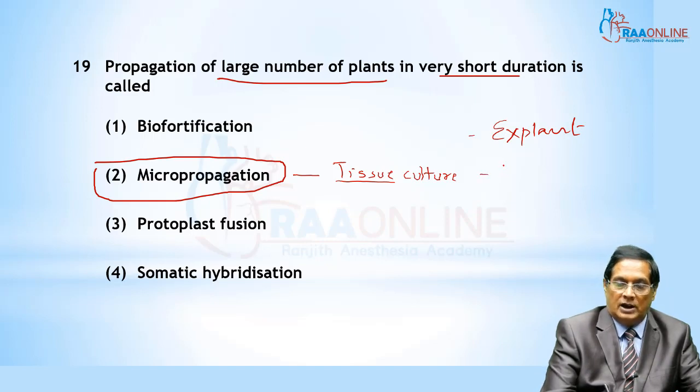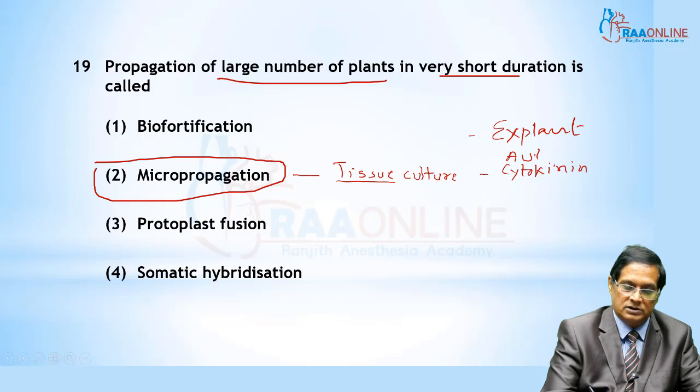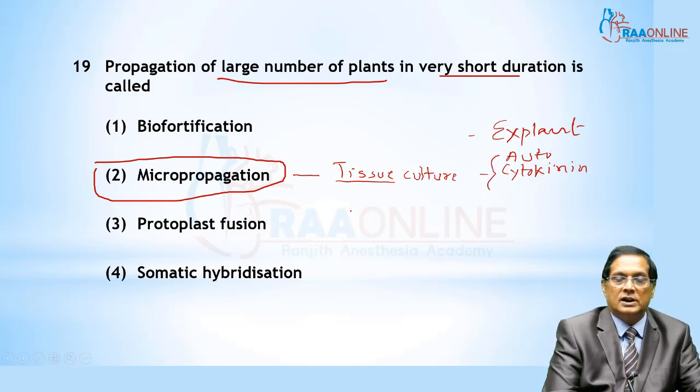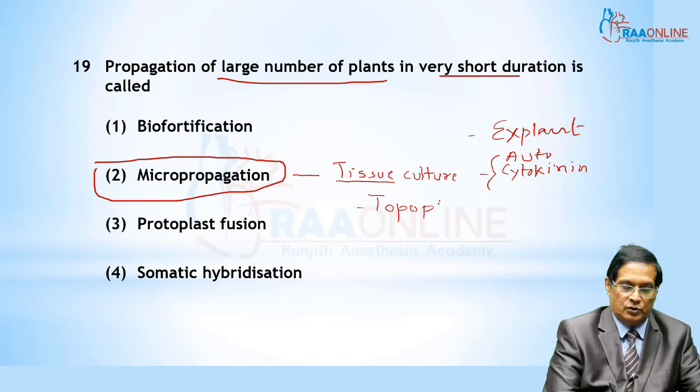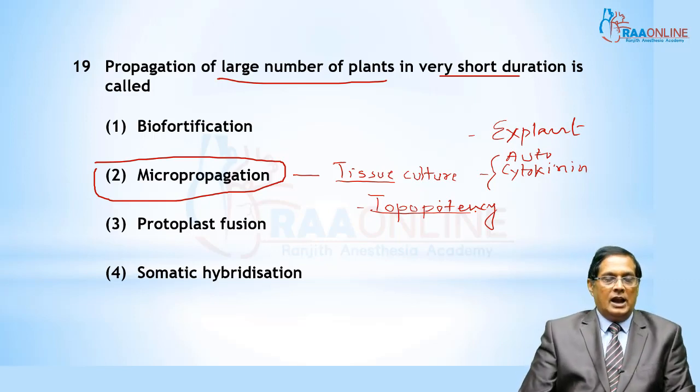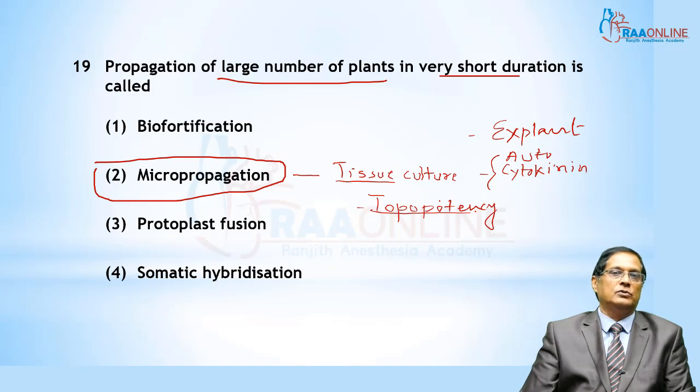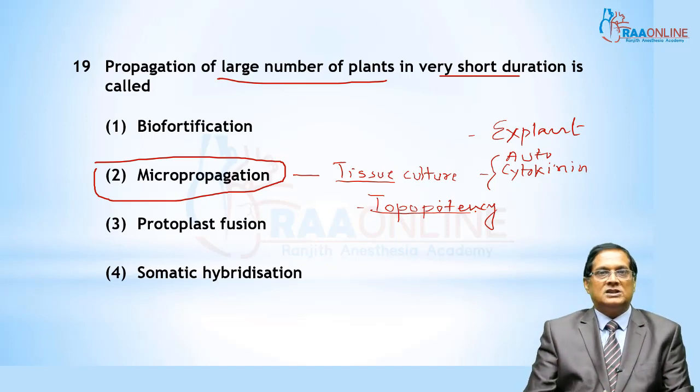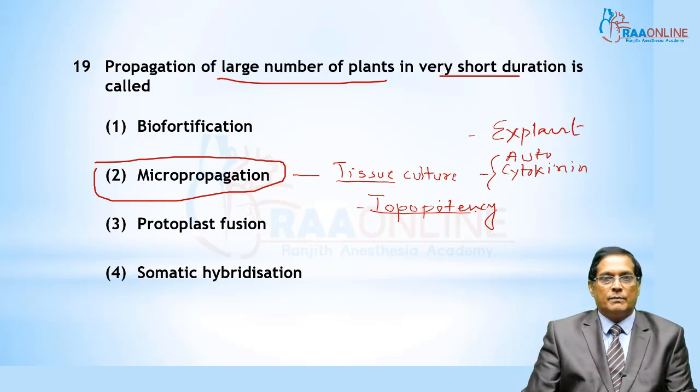Then the second one, application of hormones like cytokinin and auxin. These two hormones are generally used in tissue culture, and tissue culture is basically related with the totipotency property. Totipotency is the ability of a single living plant cell to develop into a new plant body. So this particular property of plant cells is used in tissue culture practices.